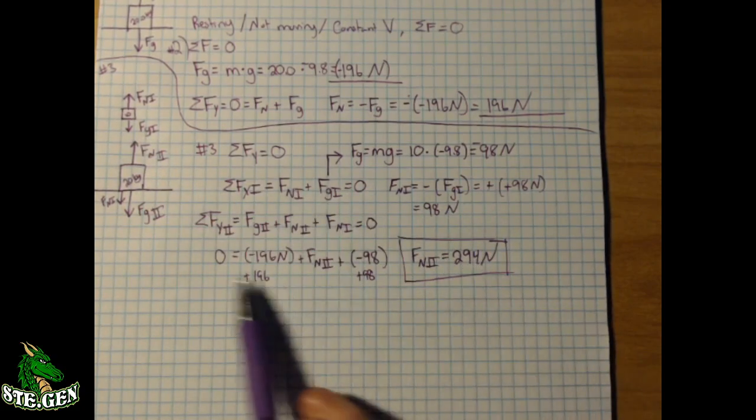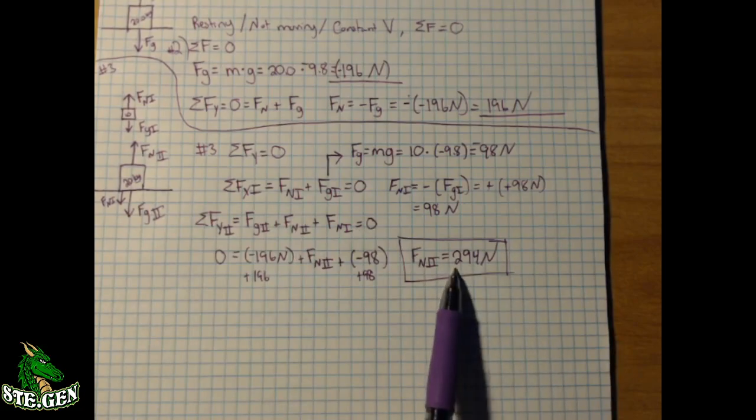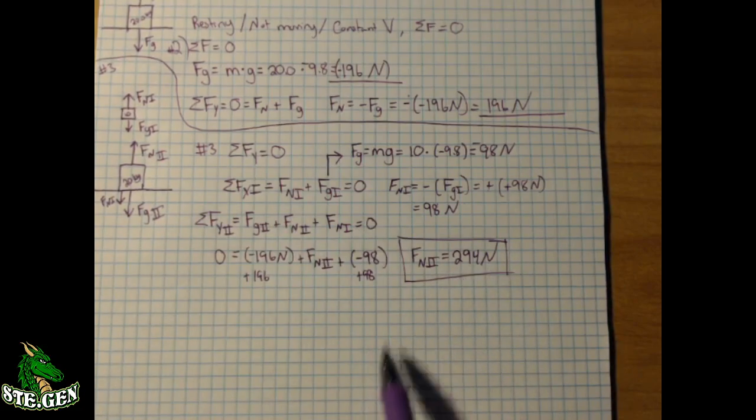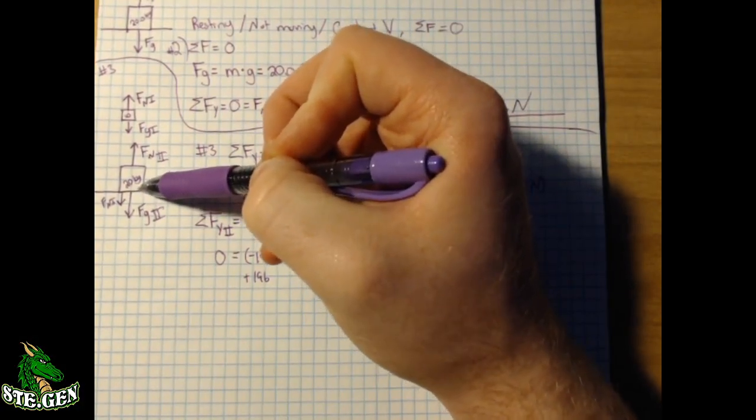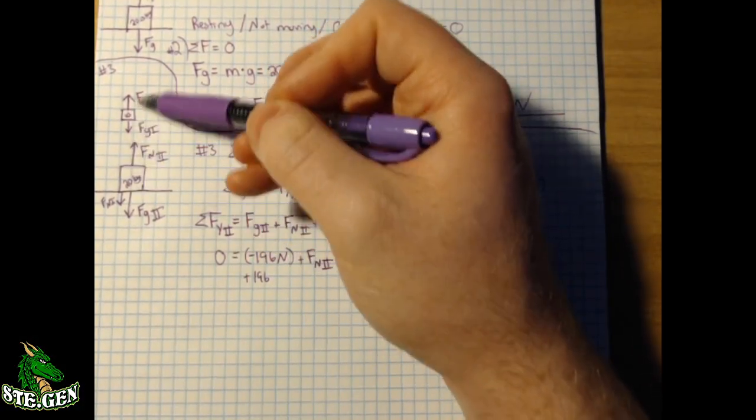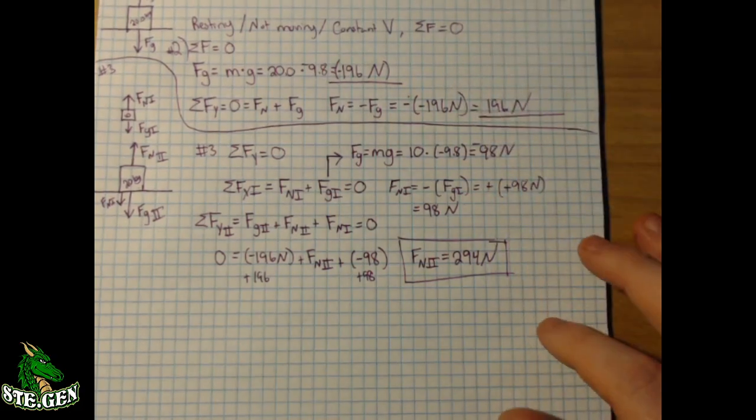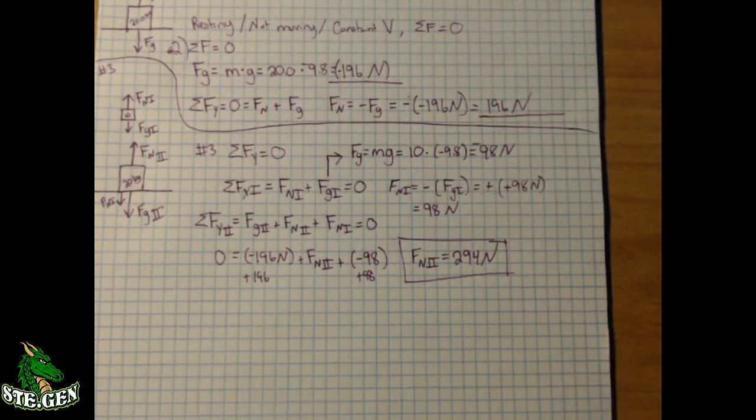So the normal force the table will have to exert on this bottom box is 294 newtons. Basically, this table has to exert enough force on this box to support both of the boxes. Otherwise, it would fall through. Hopefully that makes sense, and hopefully you see where we were going from there.